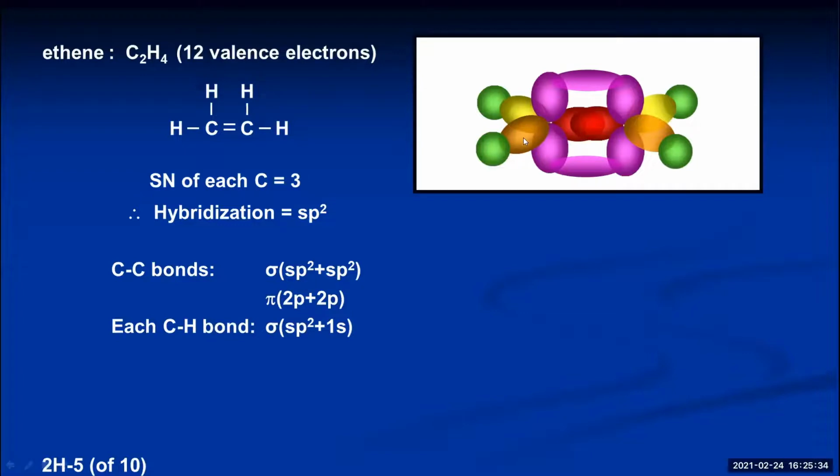This is an sp2 orbital. This is a 1s orbital on a hydrogen. Here's the internuclear axis. When they point at each other and overlap, they're perfectly symmetrical, so it's a sigma bond. So those are all the bonds that exist in that molecule.